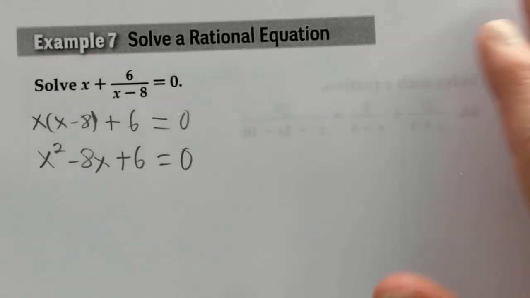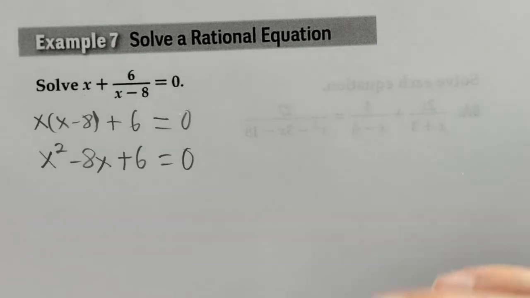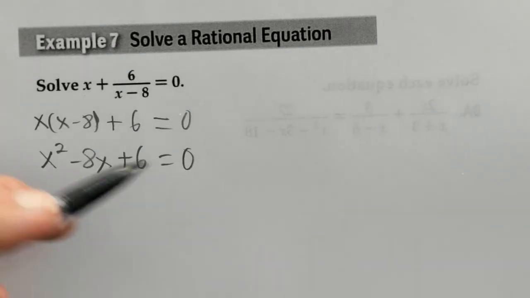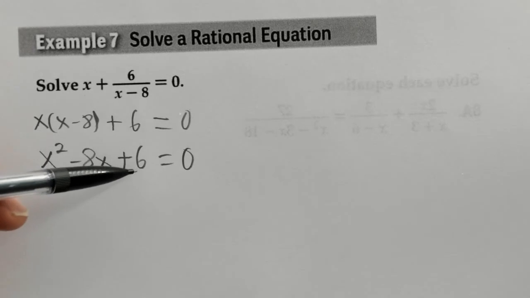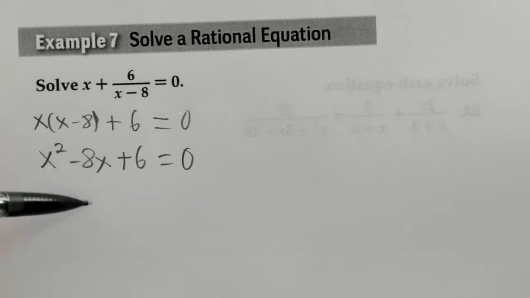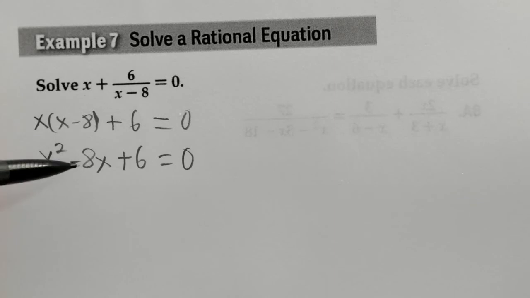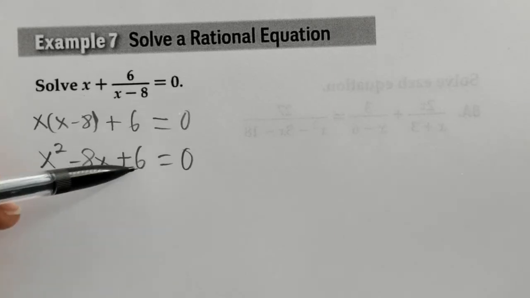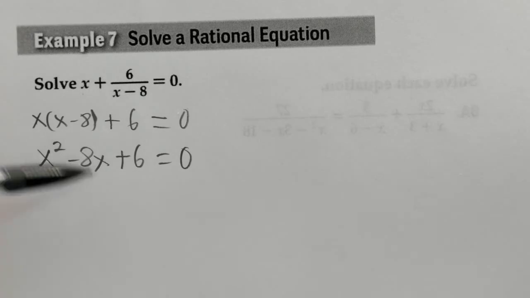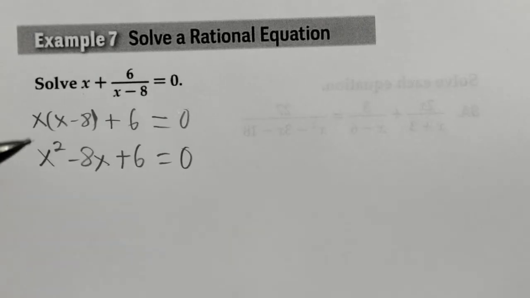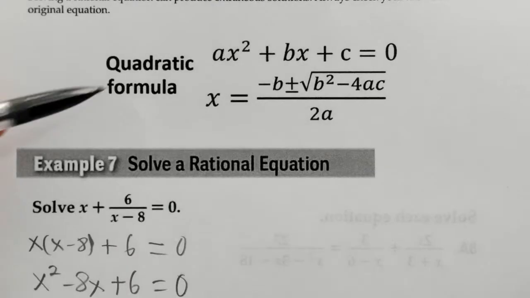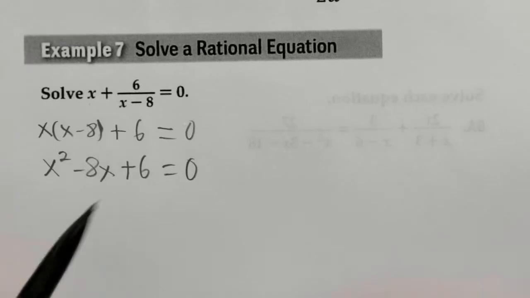To solve this one, we can attempt to solve it by factoring if you like. If we go x and x, then I'm looking for two numbers that multiply together to give me 6 and combine to get 8. That's where we're going to have trouble. 6 and 1 won't add up to 8. 3 and 2 won't add up to 8. So it's not factorable in that sense. What that means is we'll have to go back to the quadratic formula, and that's fine.